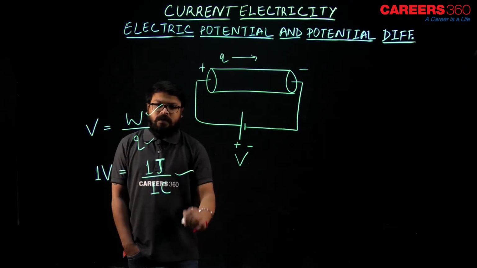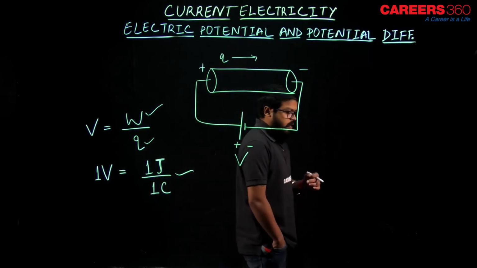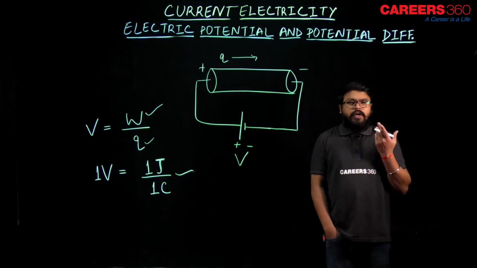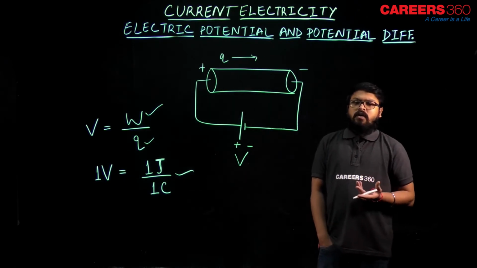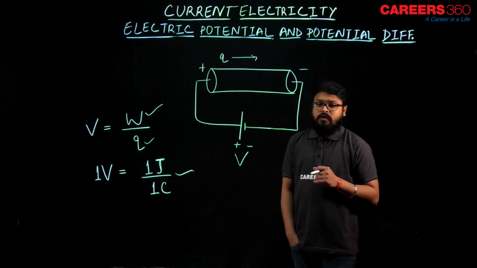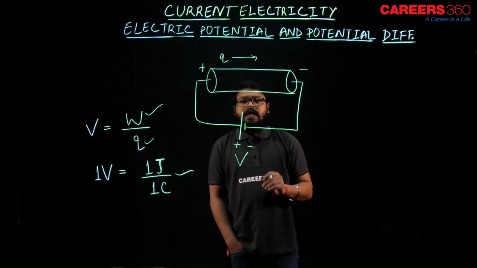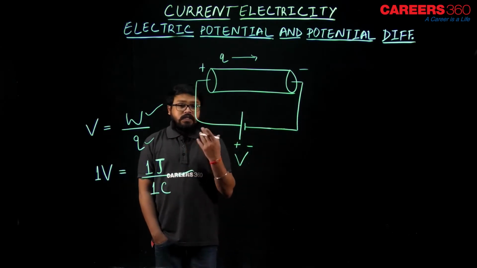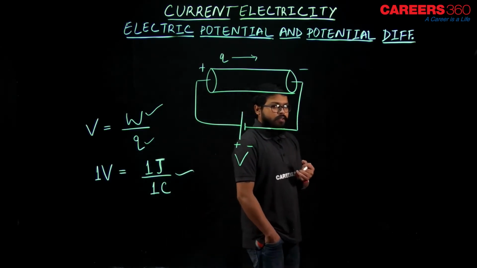In that way also you can say. And potential, of course, is a scalar quantity, right. So, electric potential or potential difference can be established across the conductor with the help of a source, and that source is nothing but a battery, or in higher classes you will see an AC source also, which is not a battery, of course, okay.